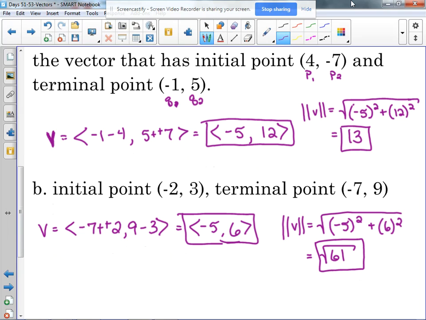The reason why the order does matter, I was just thinking about this, y'all. The reason why the order does matter is it will be pointed in the opposite direction if you switch the order between the initial point and the terminal point. So you do always have to do terminal minus initial. Okay, it does always have to be terminal minus initial.